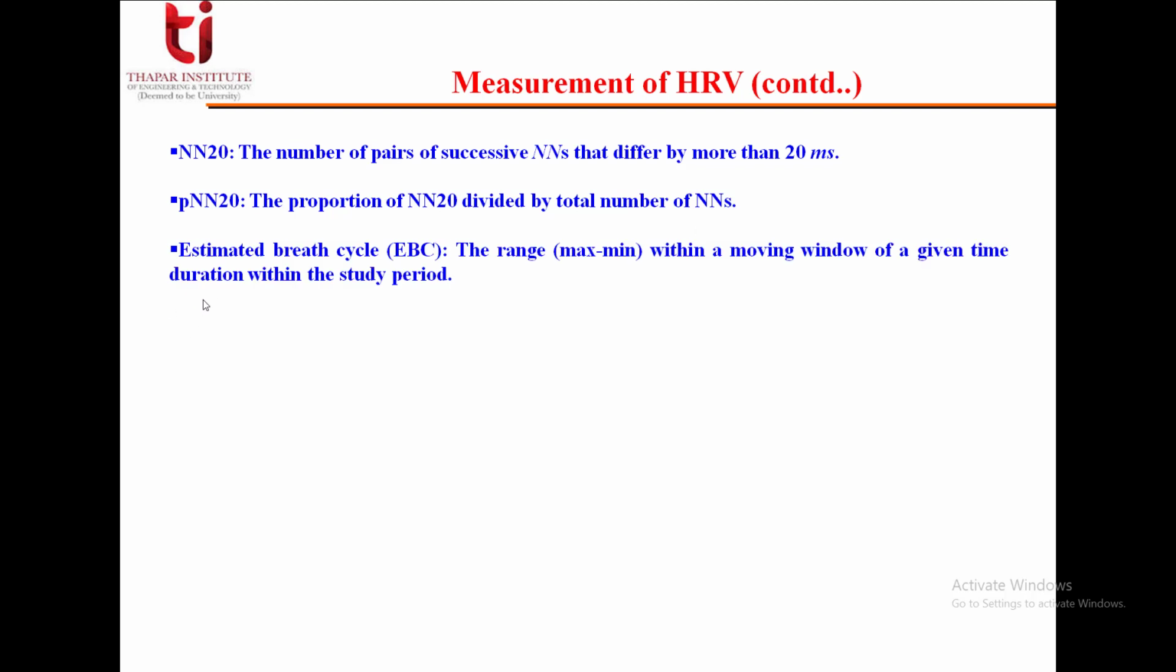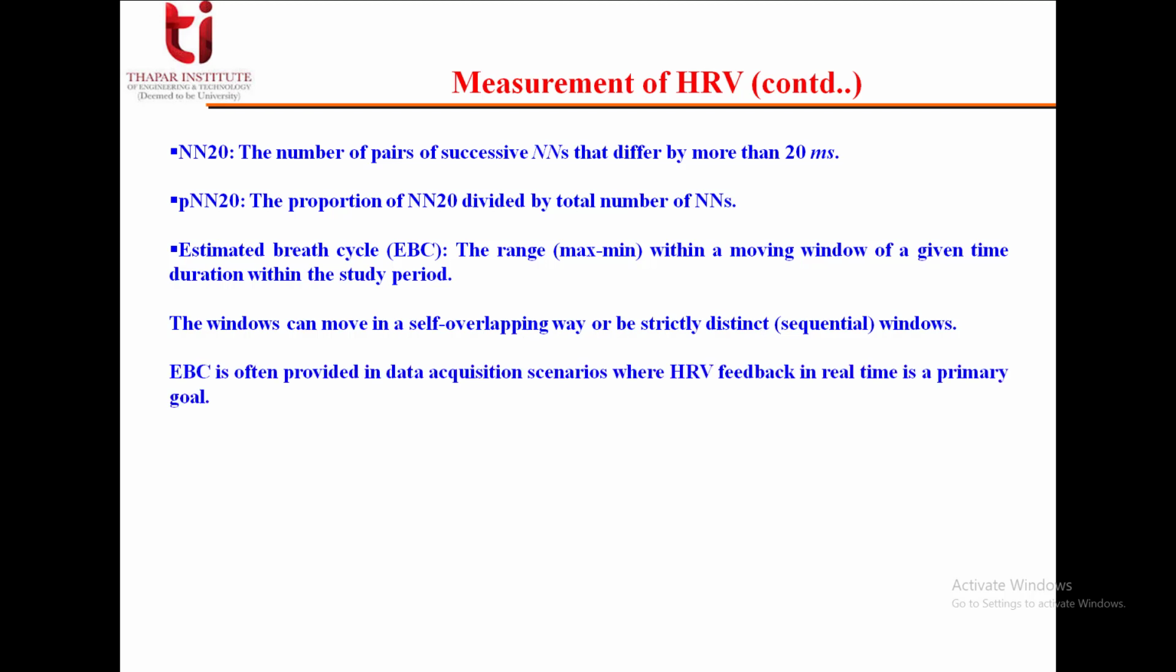And we have another, that is estimated breathing cycle. So the range, that is maximum minus minimum, within a moving window of a given time duration within the study period. So that is estimated breathing cycle. The windows can move in a self-overlapping way or be strictly distinct, that is sequential windows. This EBC is often provided in data acquisition scenarios where heart rate variability feedback in real time is a primary goal.